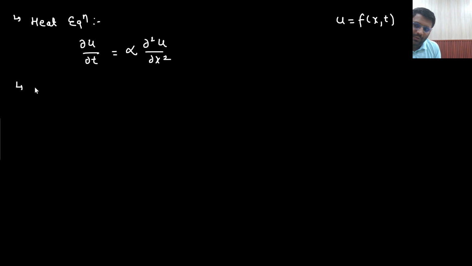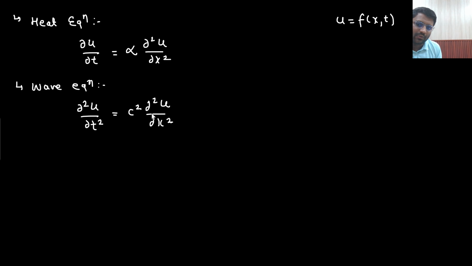Next, sir, I need to talk about the wave equation. Sir, in the wave equation, what will happen? Again, u will be a function of x and t. It will be differentiated with respect to t twice and with respect to space as well twice. Both twice only, and some constant c square will come.